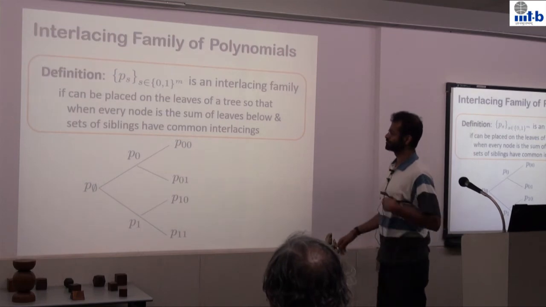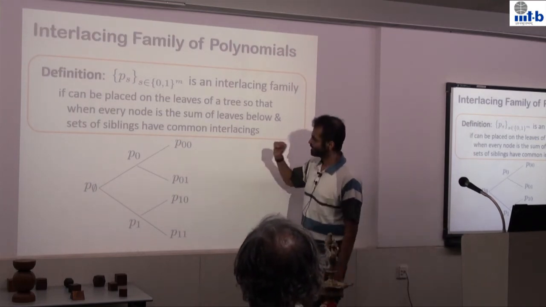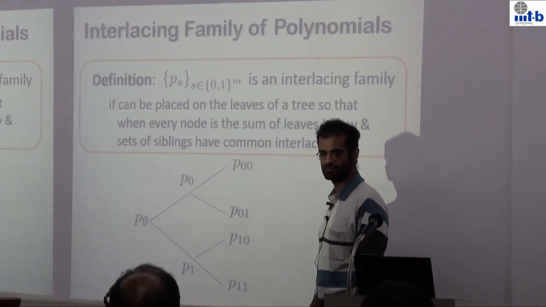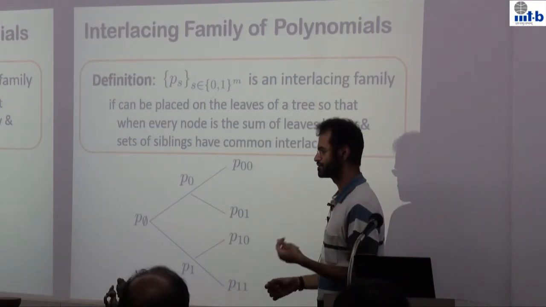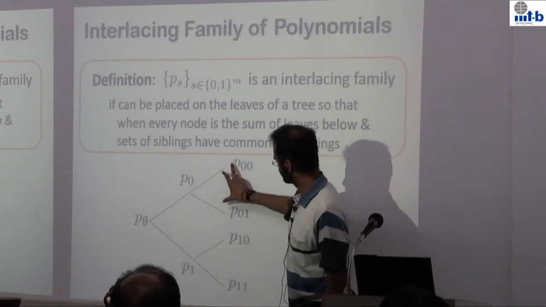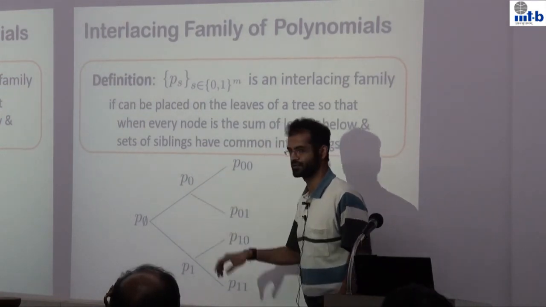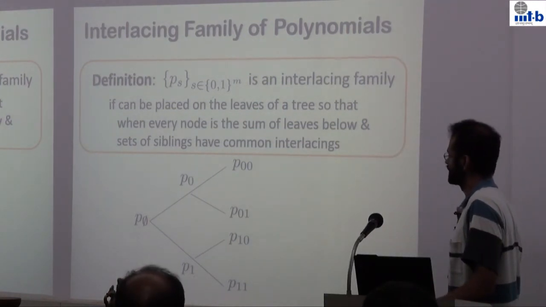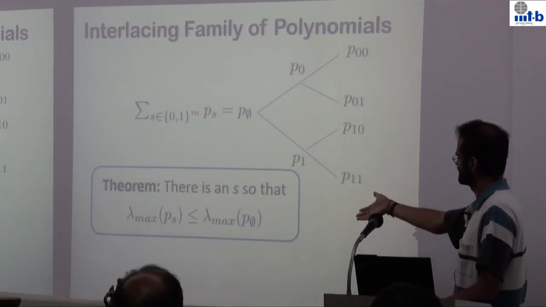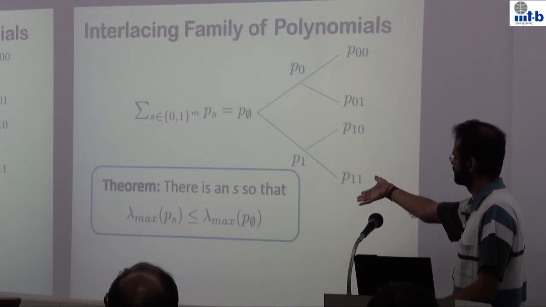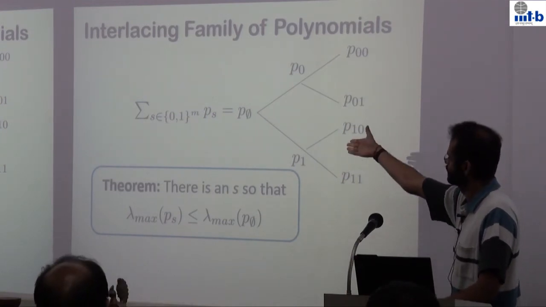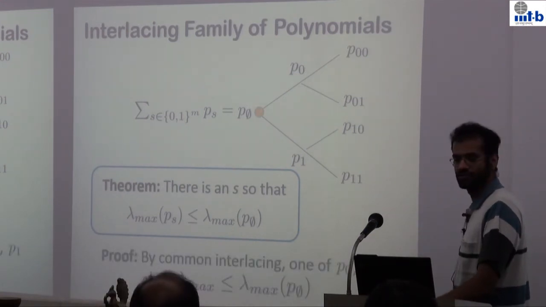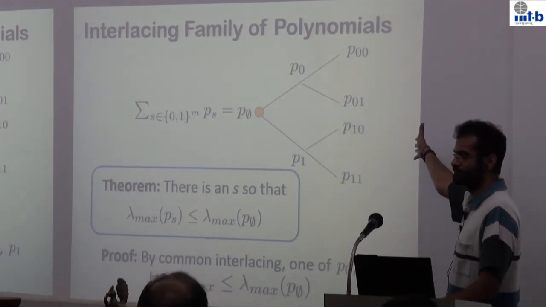It's an interlacing family if you can make this tree, and it has the property that each pair of siblings at every level has a common interlacing. So common interlacing is what I told you on the previous slide for how to solve this for two polynomials. Here I'm saying that for any internal node, if you look at the two children, they have a common interlacing. That's an interlacing family. Okay, so the very immediate theorem about this is that if something is an interlacing family, there exists an s such that the largest root of p sub s is at most the largest root of the polynomial at the root of the tree. And the proof is just induction, right? You start at the root, and p of nothing is the average of all of the polynomials, right?